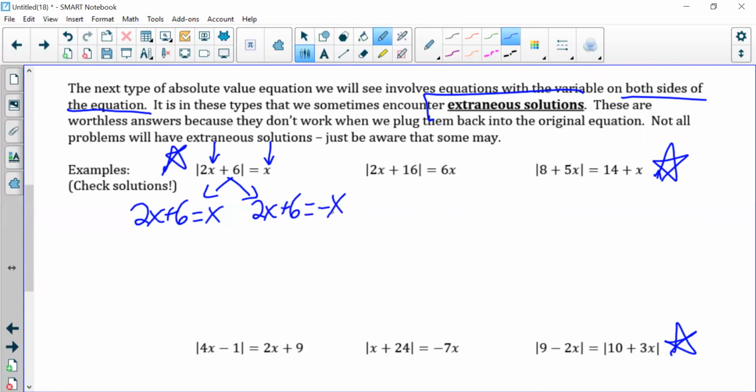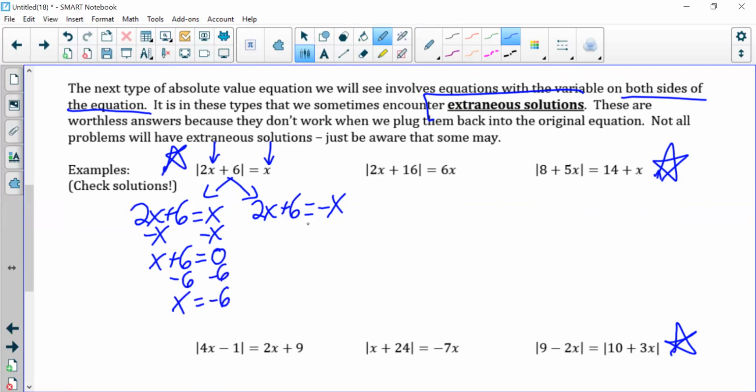All right, I'm going to go ahead and move my x's first because I like to have them together. So I'm going to subtract x from both sides. 2x minus x is just x, plus 6 equals, do not leave this blank, x minus x is 0. Put a number here. Don't just leave it blank and leave me with x plus 6, okay? Subtract 6 from both sides. This gives me x equals negative 6.